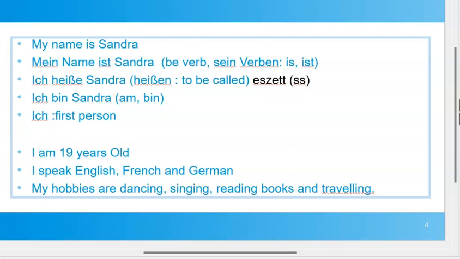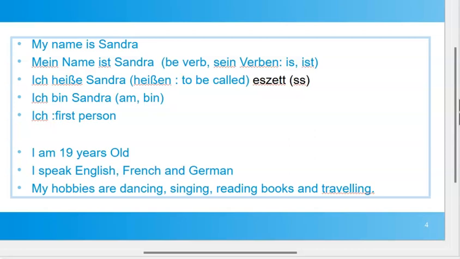So we've learned a little bit of this, right? Ich heiße Sandra, that means I am called Sandra. Literally it means I am called Sandra. But in German we can use this: ich heiße Sandra. Something is called something. This is one way of saying it. Second, mein Name ist Sandra. Ich bin Sandra. So we have learned three ways of telling our name in German.